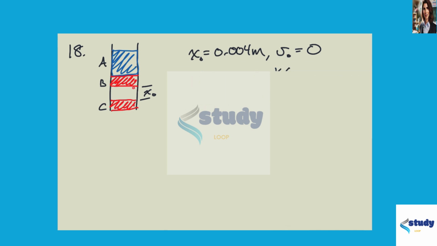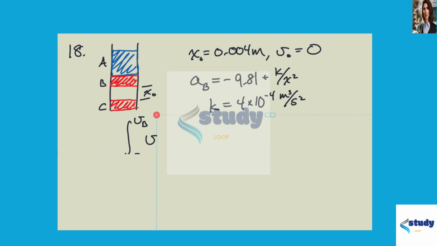So we know that this initial distance is 4 millimeters, and the initial velocity is 0. We're then given the acceleration, which is minus g plus k over x squared. So the force between these two magnets is proportional to 1 over x squared, and then we're given the proportionality constant k.